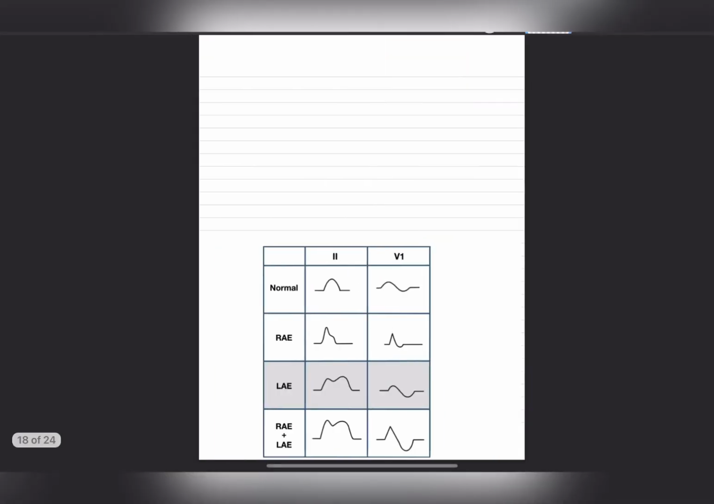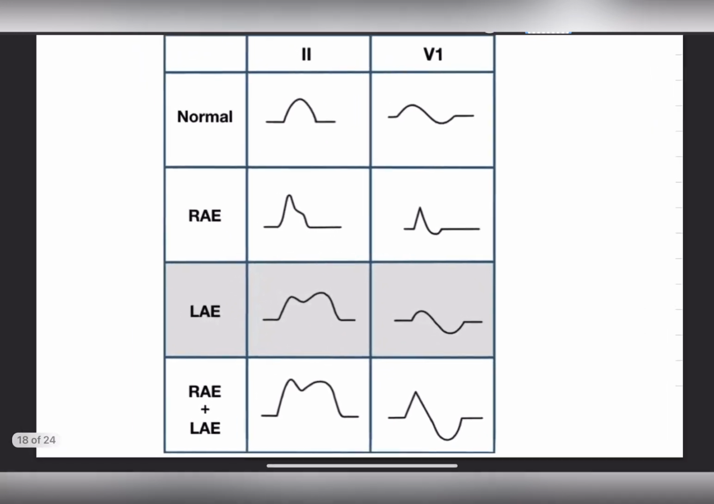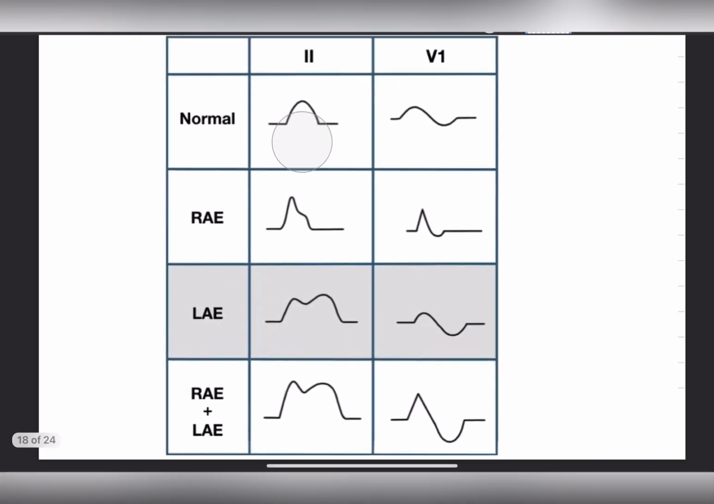What does left atrial enlargement look like? It just looks like this. Consider this is the normal P wave, and here you see there are two peaks. The P wave has become wider, and there are two peaks, and the distance between these two peaks will be at least 40 milliseconds or one small box.